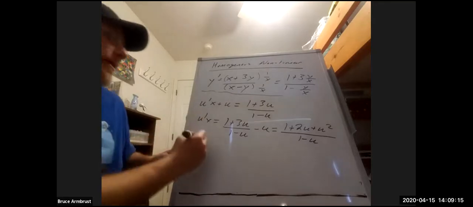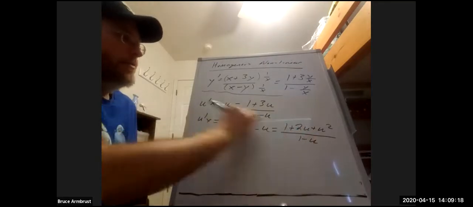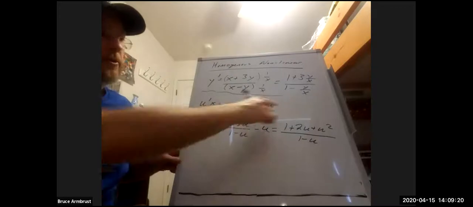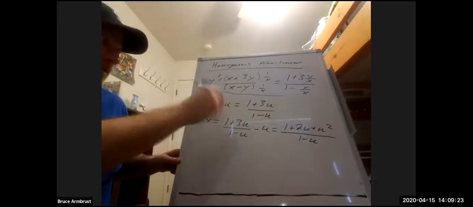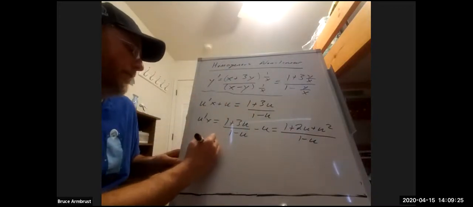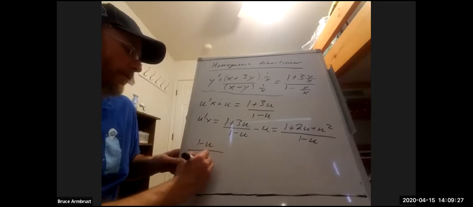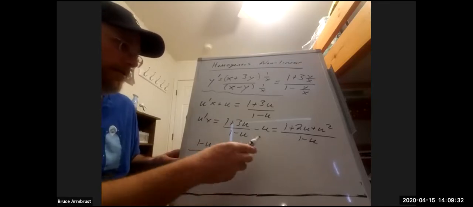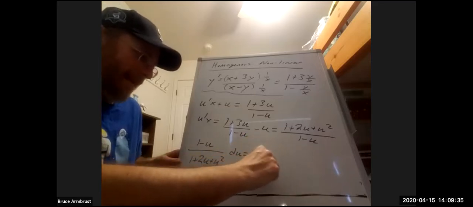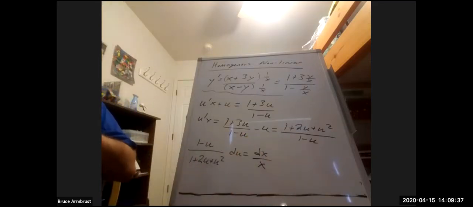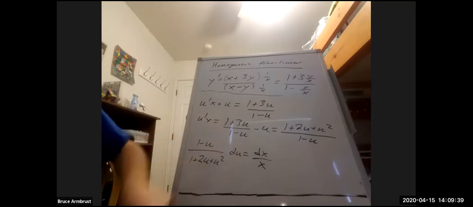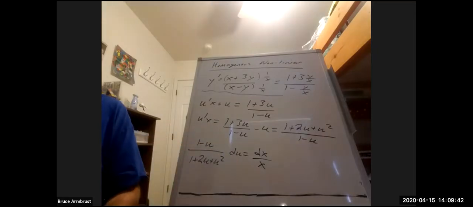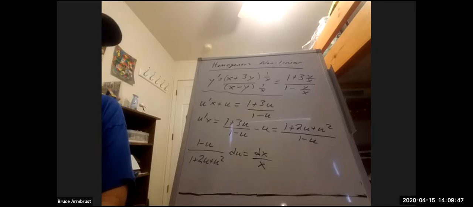So now if I separate, I basically have to bring the 1 minus u over and also the 1 plus 2u plus u squared, so I'm going to flip that over. I'm going to get 1 minus u over 1 plus 2u plus u squared du is equal to dx over x, because I have to divide by x to move that over. So by the magic of that substitution, we now have a separable differential equation.